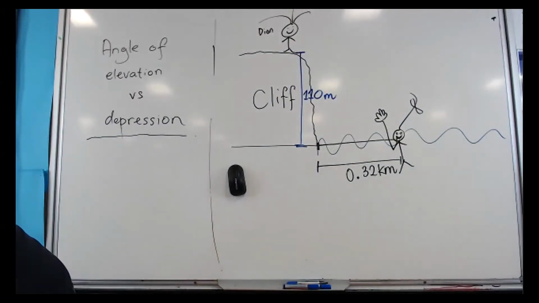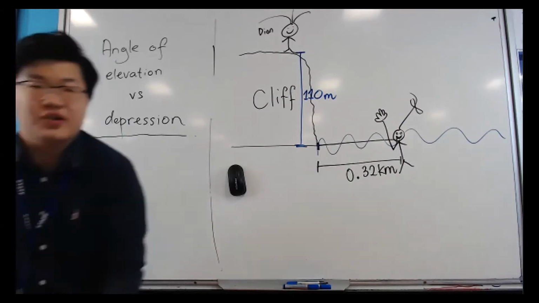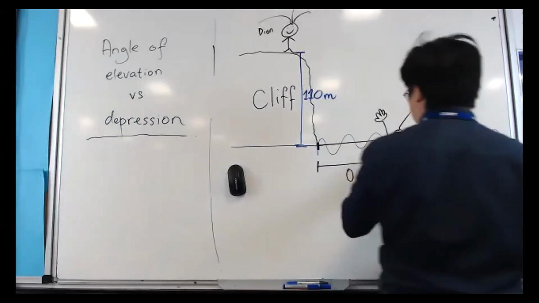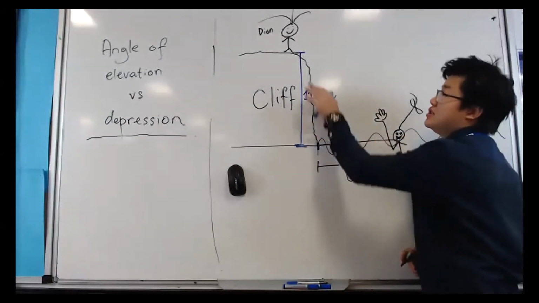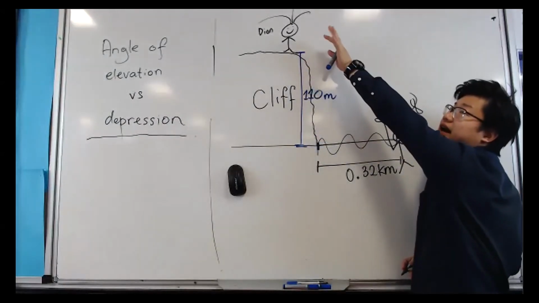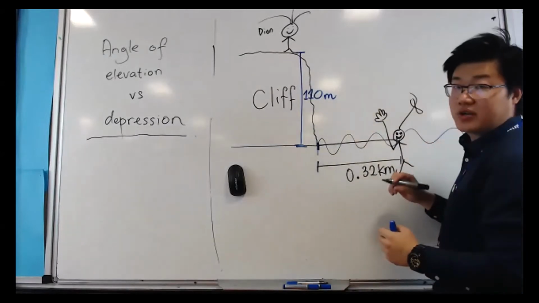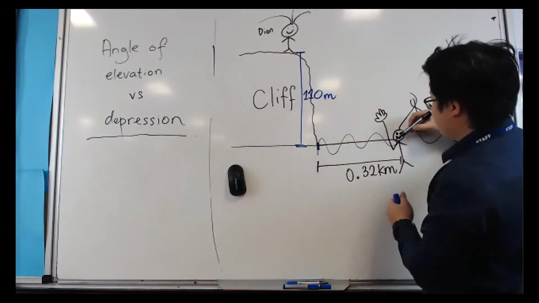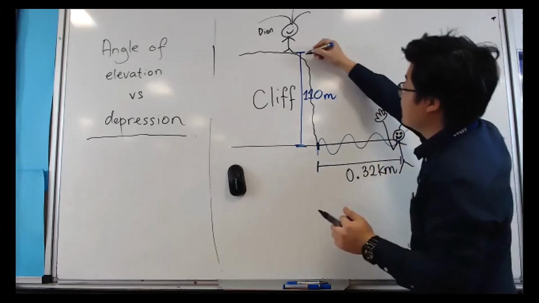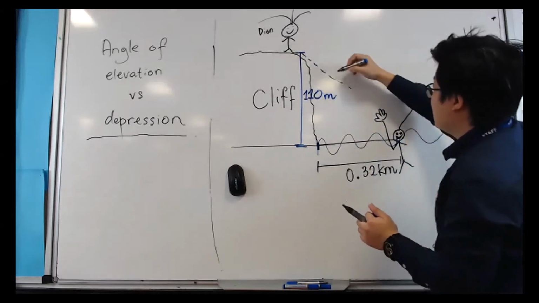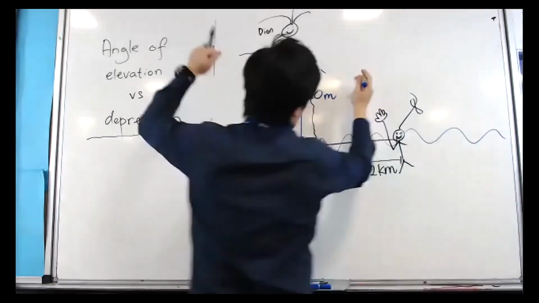Now, find the angle of elevation from Denise to the top of the cliff. So the angle of elevation of Denise to the top of the cliff. That means what the question wants you to do is to look for this angle here, isn't it?